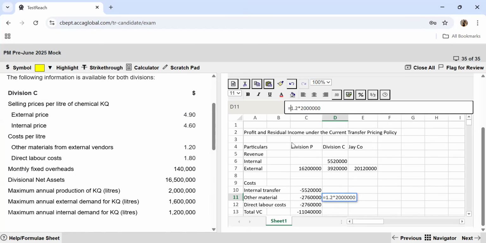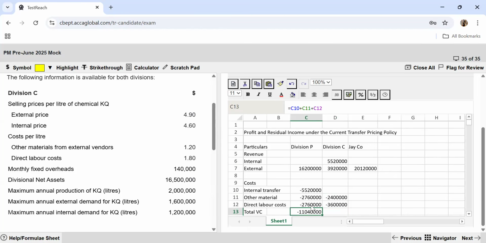I'll just put in the minus sign also. Then let's take the labor cost. Labor cost also, instead of 1.2, I'll make it 1.8. The entire calculation remains the same. So this is what they are going to be spending for the labor.